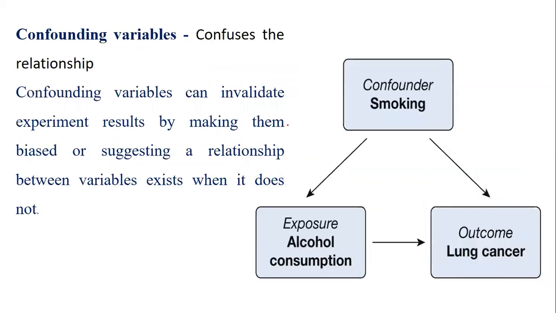Then we have the confounding variable that confuses the relationship. Confounding variables can invalidate experiments, resulting in bias or suggesting a relationship between variables which exists when it does not. So the relationship talks about the existence of a certain relationship which does not actually exist. Like for example, exposure to alcohol consumption resulting in lung cancer, smoking can be considered as what? It can be considered the confounding variable.